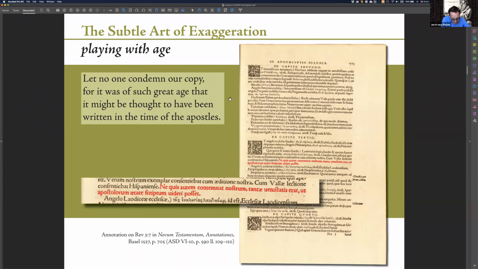Well, Bengel in 1734 was the first to point out, without even having seen the manuscript, that this is simply impossible for a commentary manuscript. Well, the fact of Erasmian retranslation can also be demonstrated from Erasmus' own words.